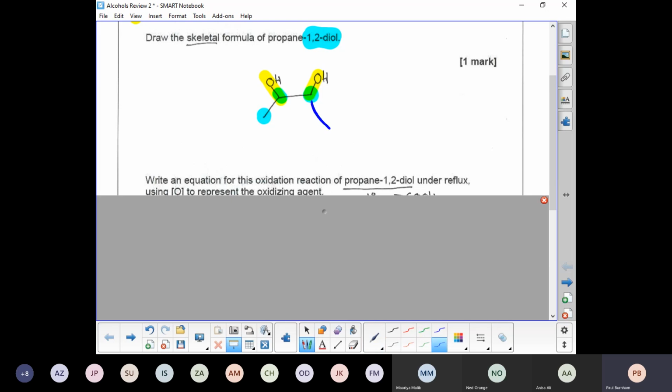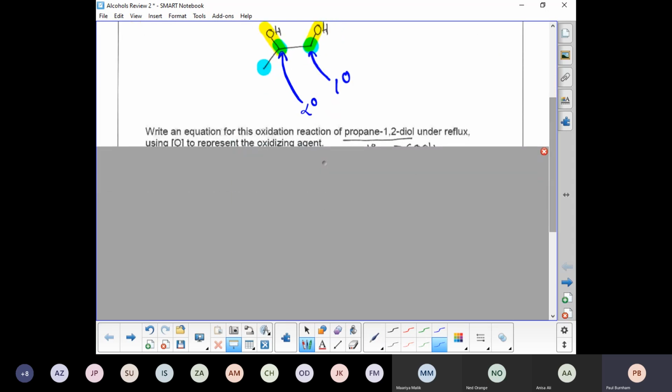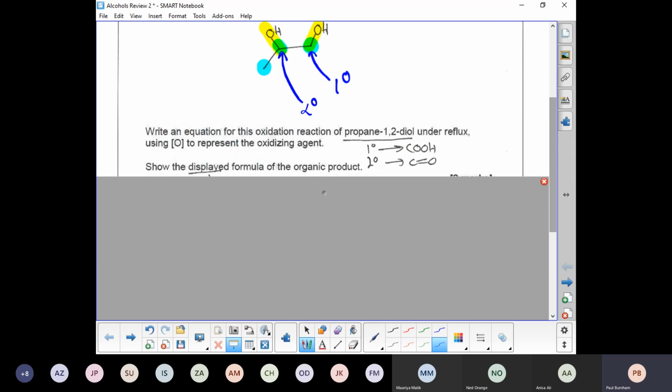I've got this first one here on carbon number 1, which is a primary alcohol. I've got this second one on carbon number 2, which is a secondary alcohol, and both are going to get oxidized. Now, in the context of this reaction, I'm using reflux conditions, and you can see here I've made a little note to myself.